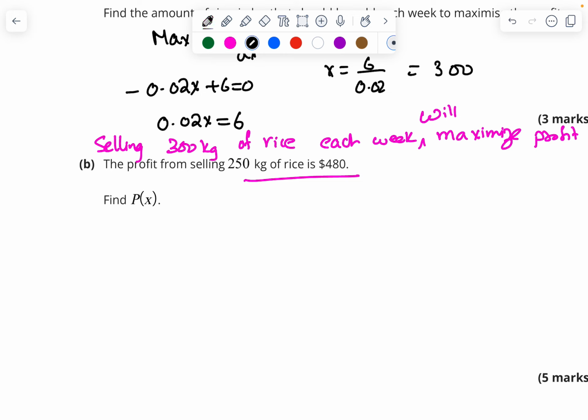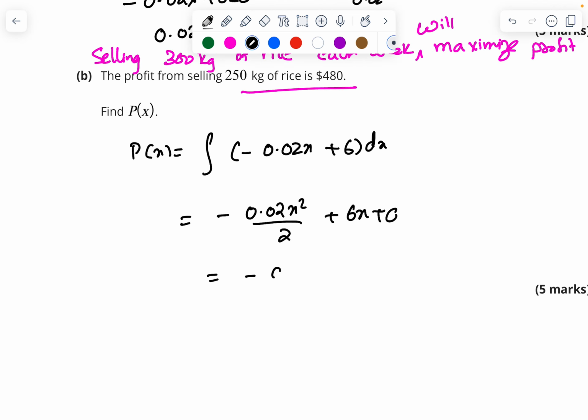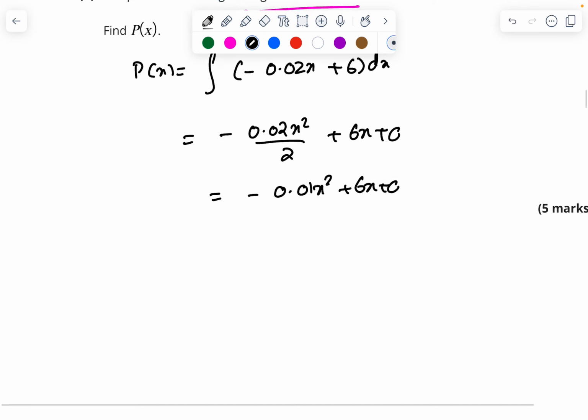Find P of x. So what is that? P of x equals nothing but the integral of minus 0.02x plus 6 dx, which is minus 0.02 x squared by 2 plus 6x plus c. So which is going to be minus 0.01 x squared plus 6x plus c. That's going to be the answer.